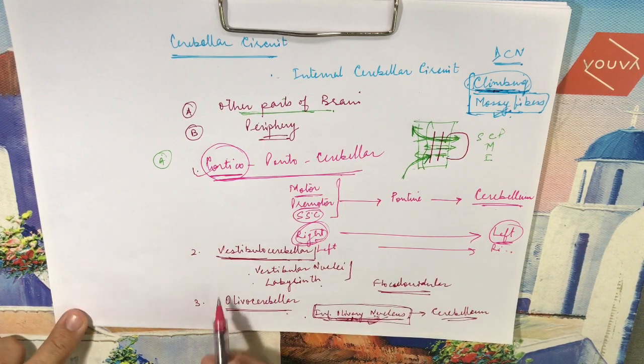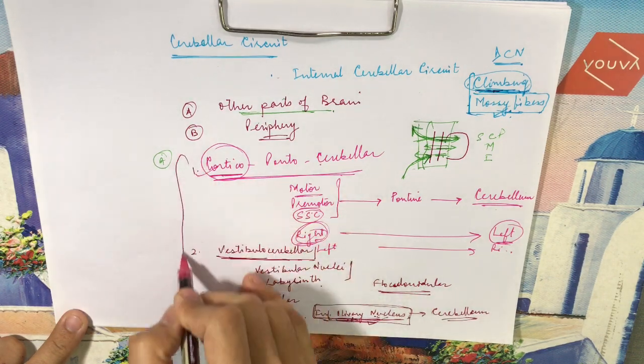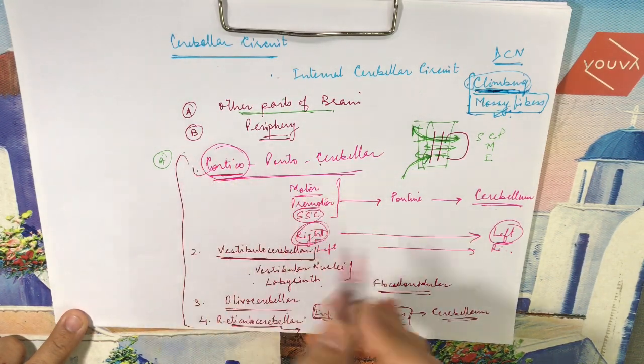Now the fourth one. The first is corticopontine, second vestibulocerebellar, third is olivocerebellar. The fourth one is the reticulocerebellar tract. This reticulocerebellar tract originates from the reticular formation within the brainstem, and then ends up in the cerebellum. So those are the inputs coming from other parts of the brain.